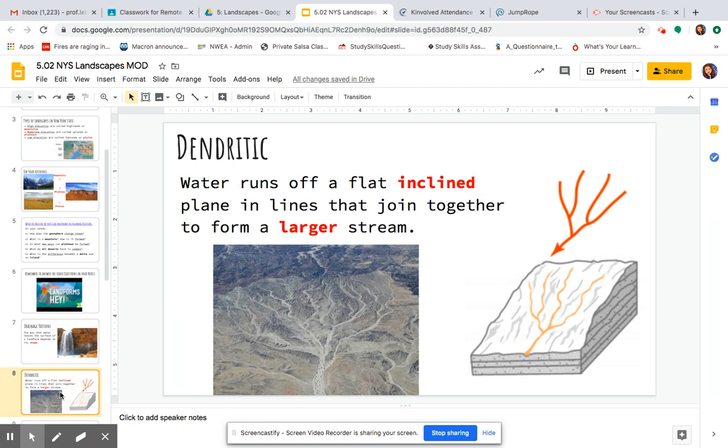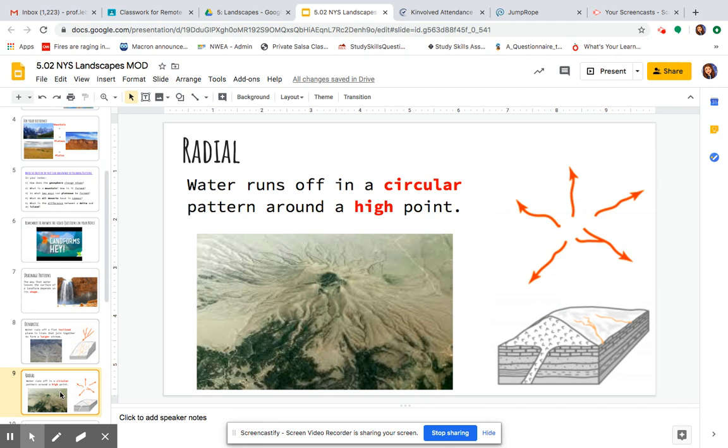Moving on. Our second type of drainage pattern is a radial drainage pattern, and that's when water runs off in a circular pattern around a high point. As shown here, there's a central higher point, and the water is going to run down from there in different directions.